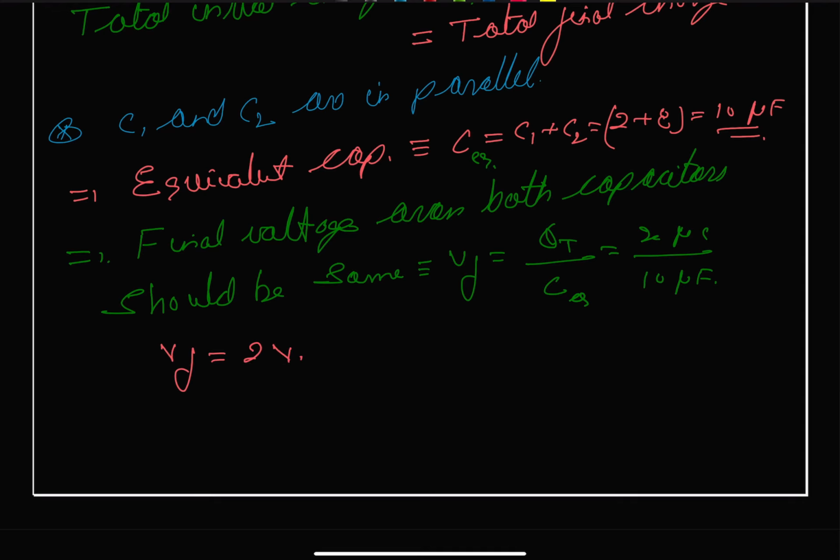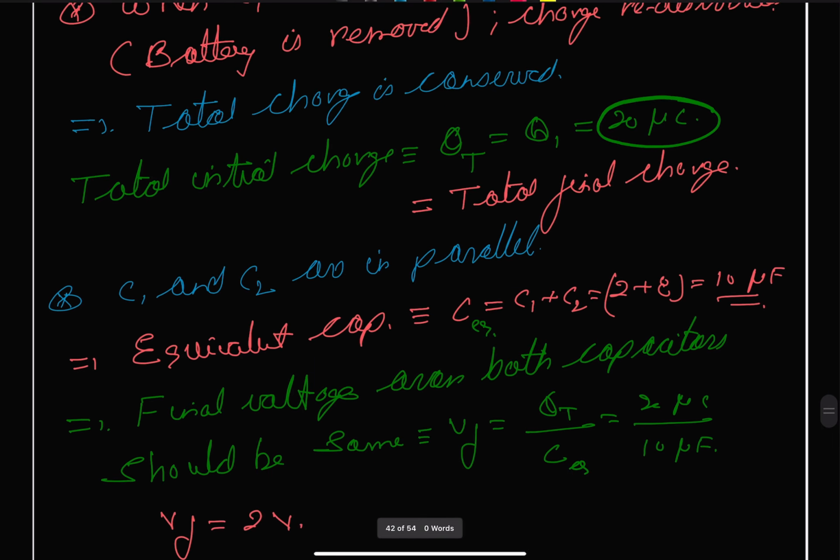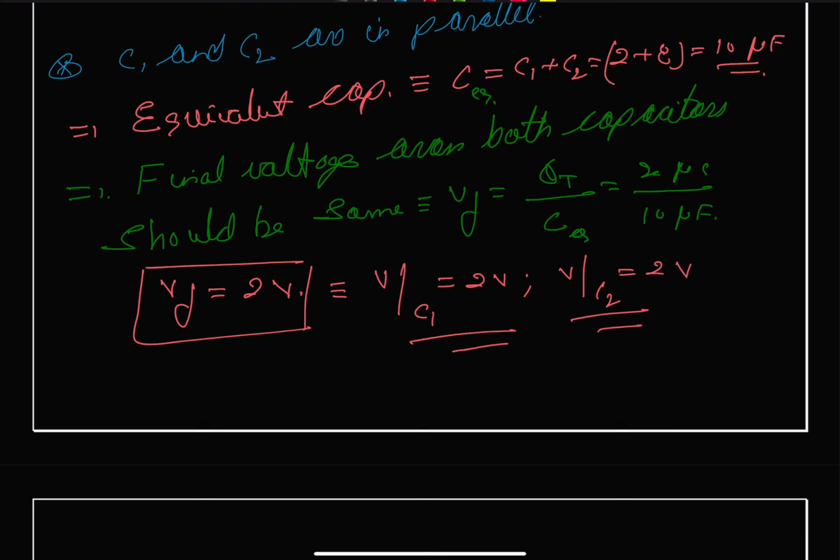And we need to find the charge on C2. Okay, so this is the final voltage, which basically means that the voltage across C1 will be 2 volt, as well as the voltage across C2 will also be 2 volt. Now we can just find the charge on C2.